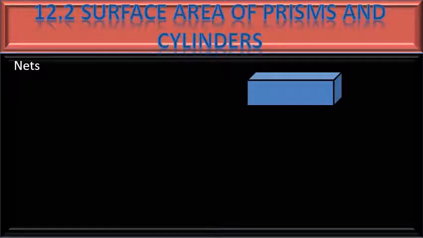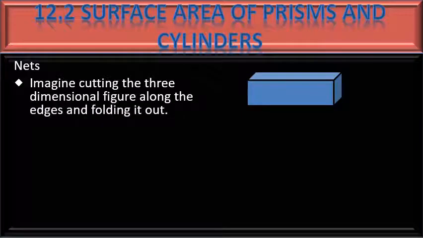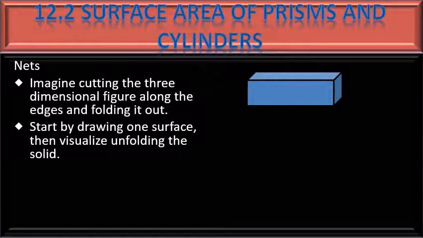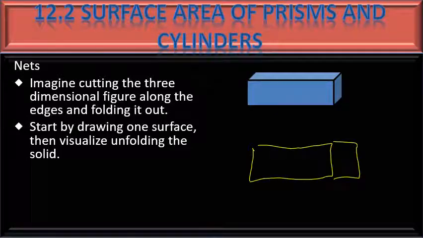These drawings are called nets. What you do is imagine cutting the three-dimensional figure along the edges and unfolding it. Start by drawing one surface and then visualize unfolding the solid. So for this box, maybe I draw the front. And then I have the two ends, they're squares.